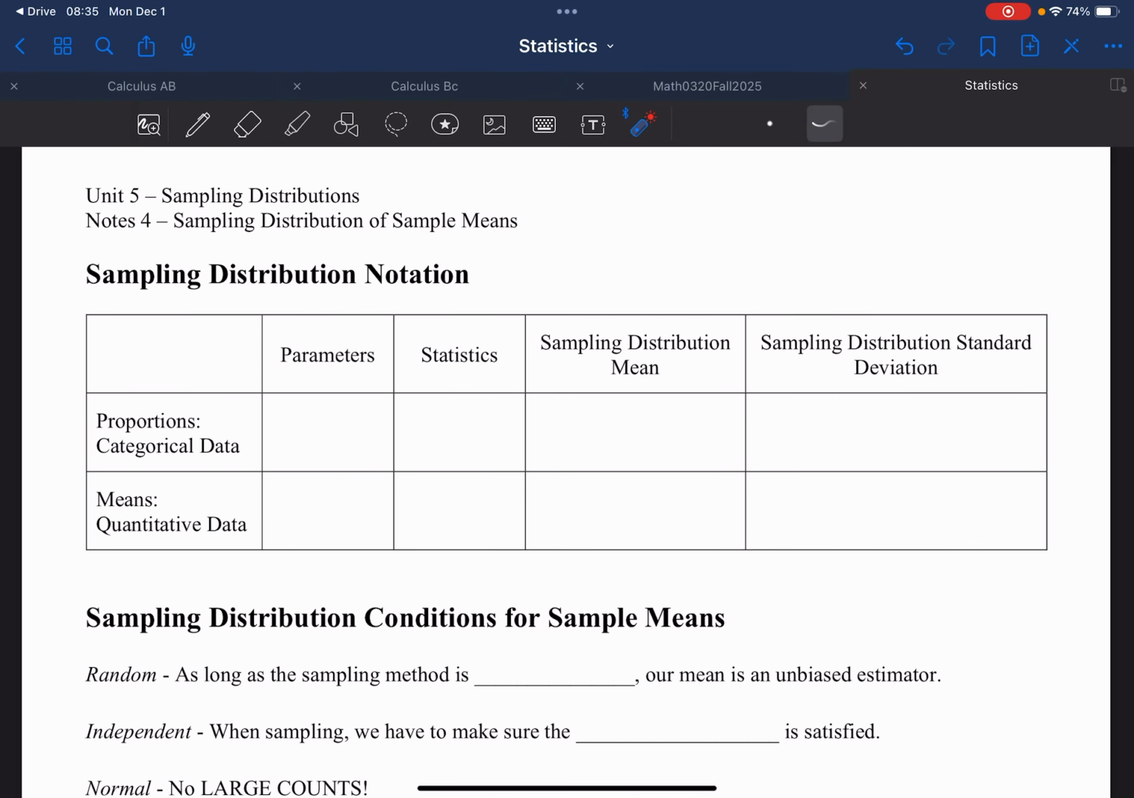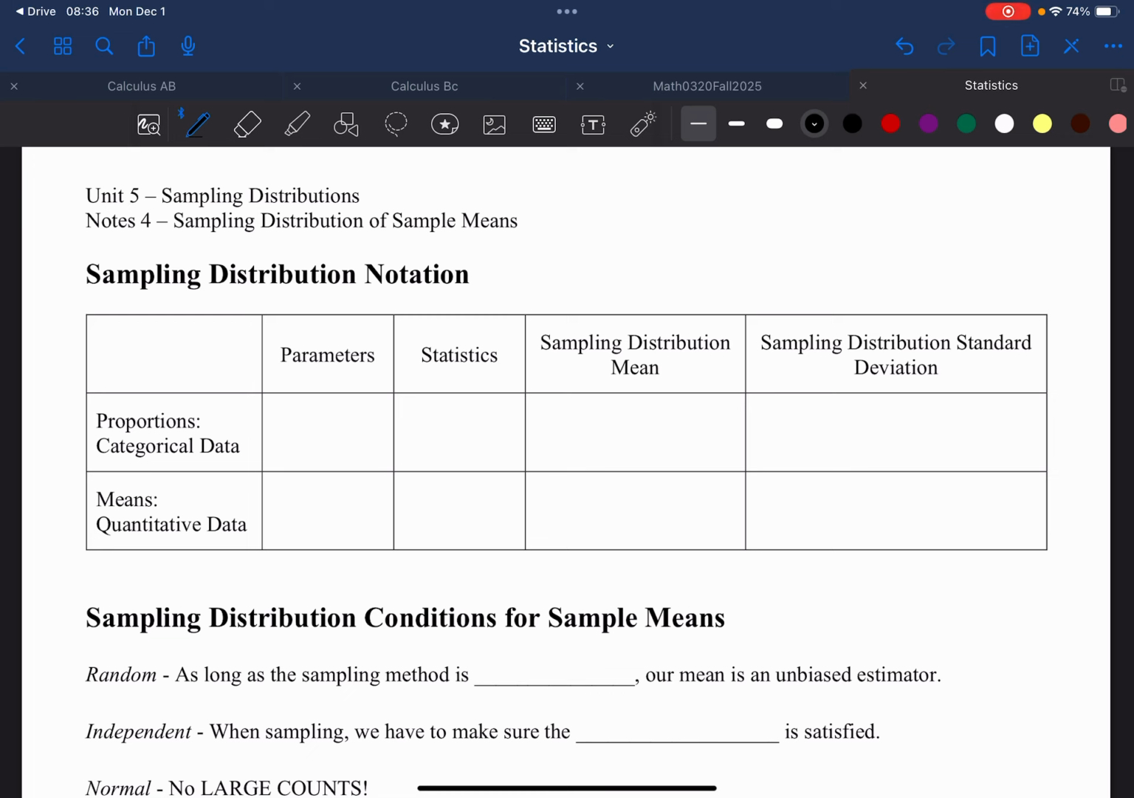Okay, notes 4, sampling distribution of sample means. So first we're going to talk about the different notations. So we talked about sampling distribution of sample proportions, which is categorical data. And now we're talking about sampling distributions of sample means, which is quantitative data.